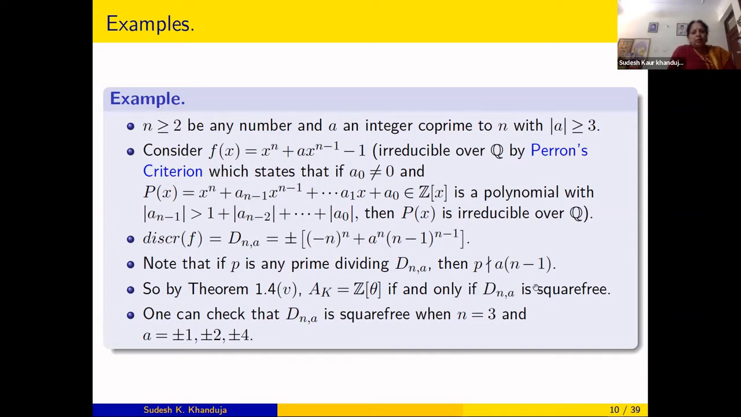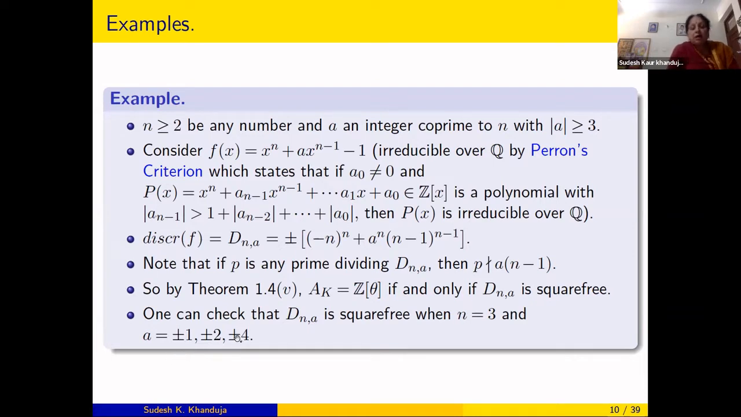So it's irreducible. And note that if p is any prime dividing d_a, then p will not divide a^(n-1), because we have taken a to be coprime to n. So by the theorem of Jakhar and Sangwan, A_K equals Z[θ] if and only if the discriminant is square free, and one can check by simple calculation that d_a is square free when n equals 3 and a equals ±1, ±2, ±4.